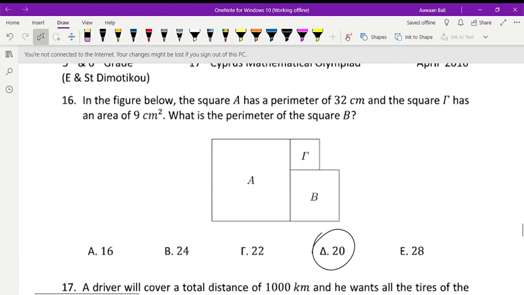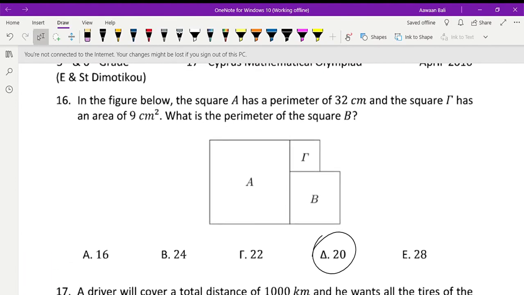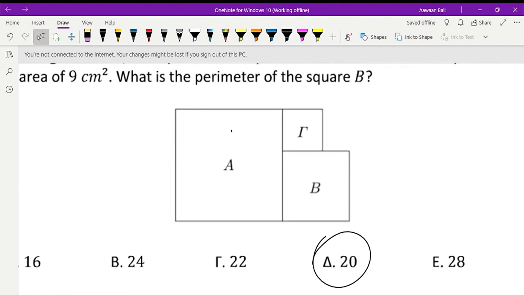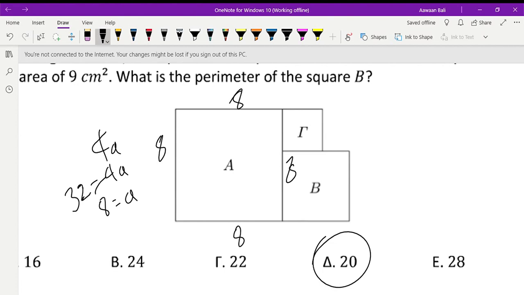Now, in the figure below, the square alpha has a perimeter of 32 centimeters, and the square gamma has an area of 9 centimeters squared. What is the perimeter of square delta? So basically, this has a perimeter of 32, and this has an area of 9. Now, we know 4a is the perimeter where a is the side. So if 4a is 32, divide both sides by 4, you get 8 is a, which means this is 8, this is 8, this is 8, this is 8.